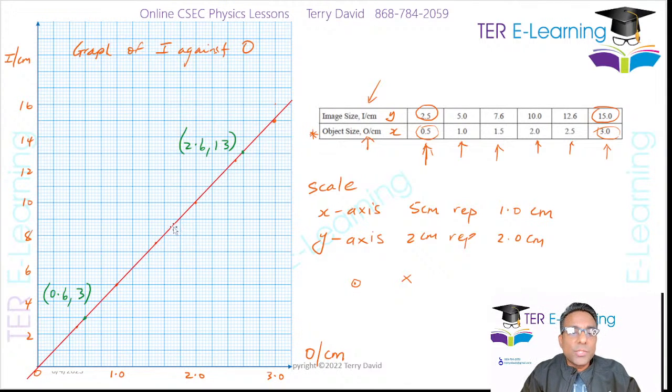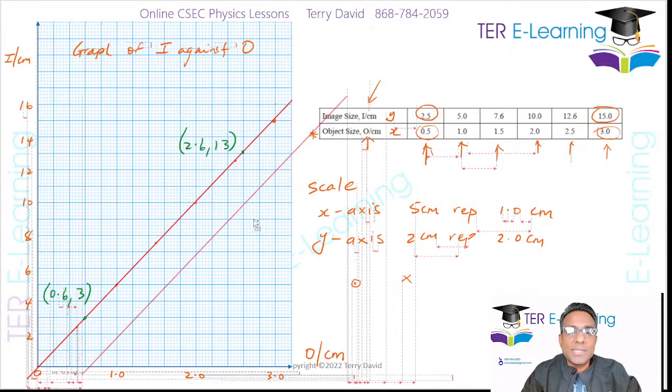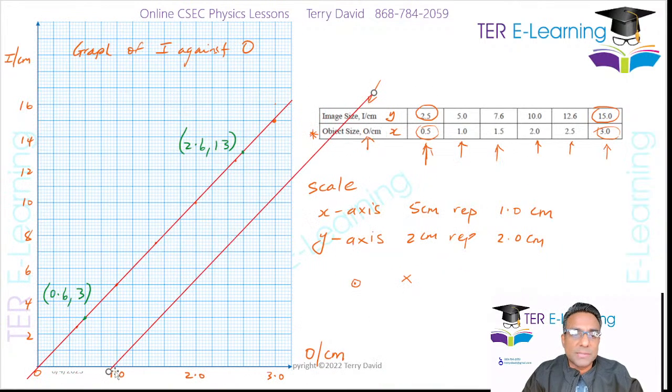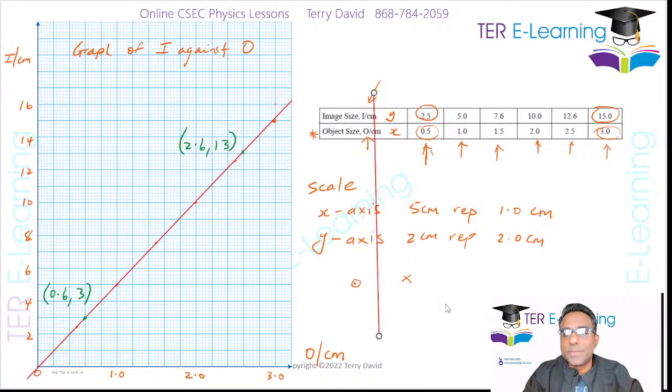Now, what you guys need to do, right? What CXC looks for in the exam, they look for this, right? Even though you selected the points, you have to take your ruler and you need to draw a triangle, right? So let me just show you what I mean.